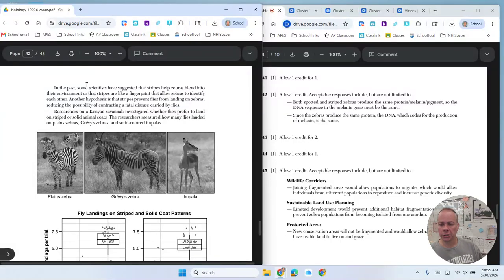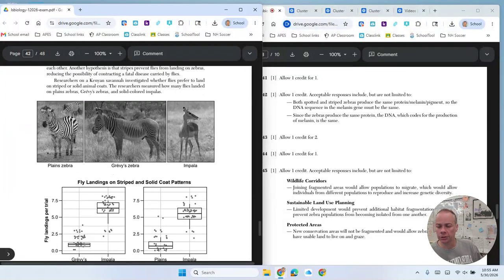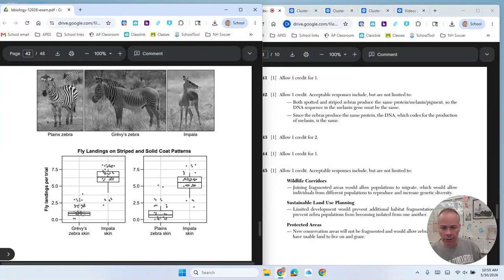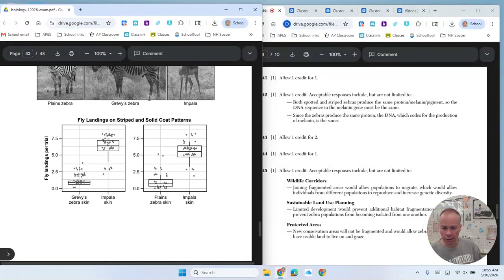Then we have some information about zebras and what scientists think may be selecting for different patterns. And so the study that's being done looks at 2 types of zebras and an impala and how many times flies are landing on these different patterns. The impala is solid colored, and then the plain zebra and the grubby zebra have stripes, obviously. What we see if we analyze the data, we have the different organisms, the impala, the grubbies, the plain zebra, and the number of fly landings. And so it's pretty clear. There are far fewer fly landings on both types of zebras versus the solid colored impala.